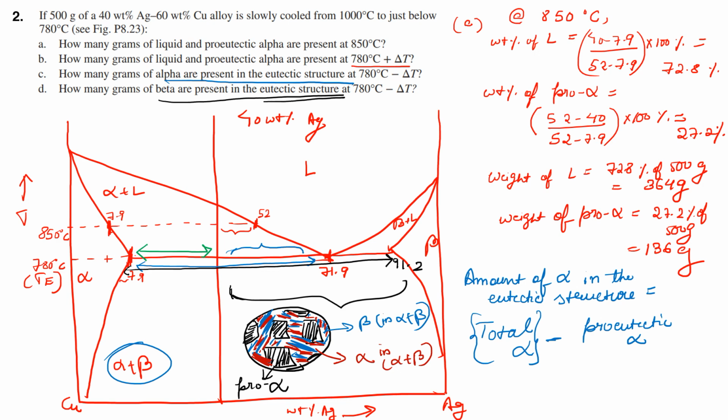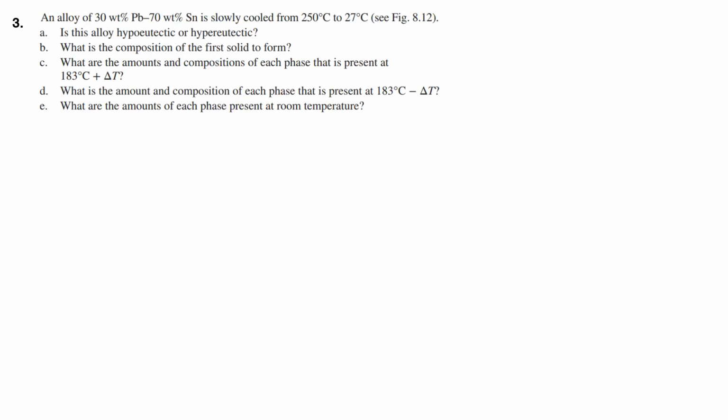So the amount of beta present in the eutectic structure can be found by taking the difference with respect to the total. So beta is basically this part, right? We take this arm, divide by the total arm, and multiply by 100 to get the percentage of beta in the eutectic structure. If we multiply this weight percentage of beta in the eutectic structure with 500 grams, we get the total number of grams of beta present in the eutectic structure. Right, I hope this should be clear. Now we move on to the next question.